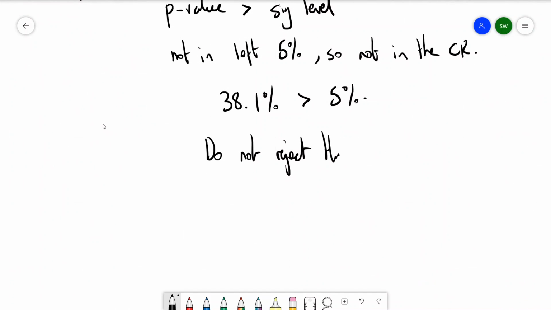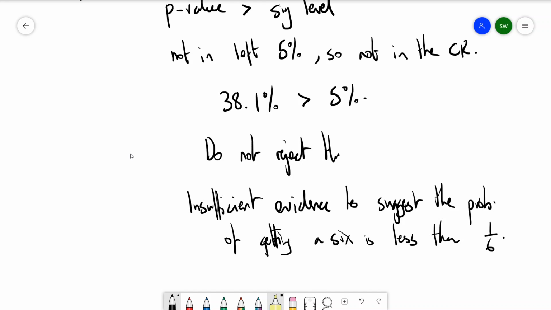So do not reject H0, and then our conclusion in context is going to be there's insufficient evidence to suggest that the probability of getting a sixth is less than a sixth. And the key part of this is we've shown what the p-value is, and we've said that it's greater than 5%. So we're not going to reject H0, and we've got insufficient evidence, and then the conclusion in context.